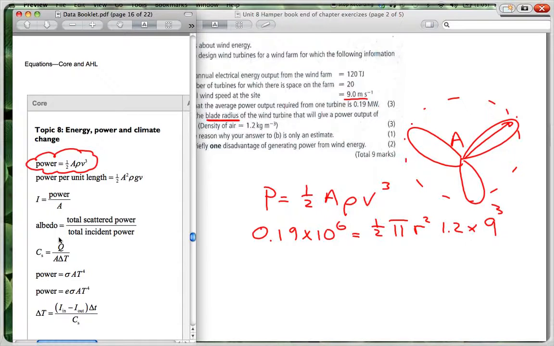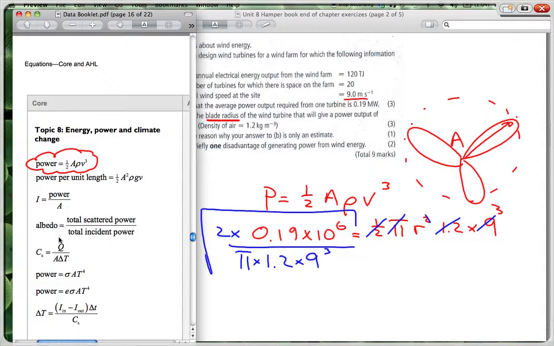So we will then divide by all of this. Dividing by half is multiplying by 2. We're going to divide by pi, divide by 1.2, and divide by 9 cubed. We are going to get an answer that equals r squared. Then obviously we'll take the square root of all that, and we'll have our r value. So r is going to equal the square root of all of that.